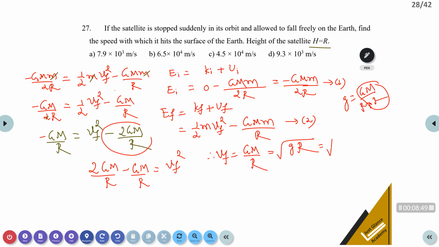Substitute the value of radius and substitute the value of g. 9.8 into 6400, the radius is in kilometers, convert it to meters. Then you are getting the answer as 7.9 into 10 to the power of 3 meter per second.